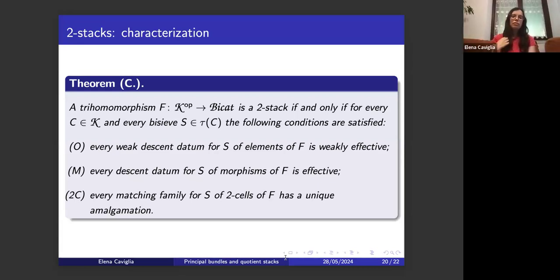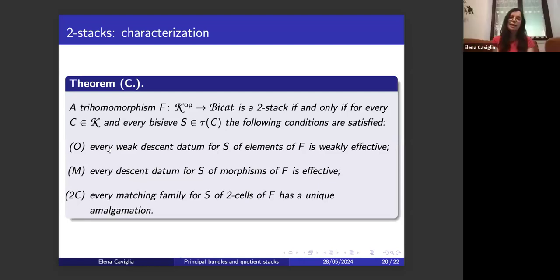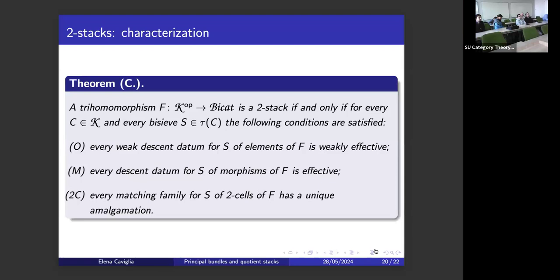The problem with finding a definition of two-stack from the start in terms of explicit conditions was that we didn't know what were the right coherencies to ask for, for example, this condition on objects. So we didn't know what was the right notion of weak descent datum that we wanted to add. And the idea is that our implicit and abstract definition guided us in finding the exact right coherencies to ask.